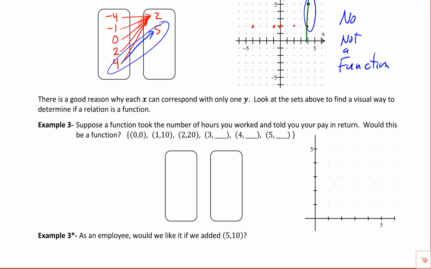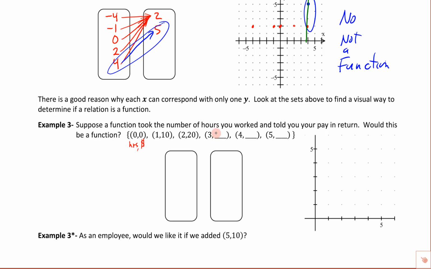Would this be a function? So let's run through here. We've got a set of ordered pairs. Let's see if we can figure out what the pattern is here. So again, this is going to be the hours you work, and this is going to be the pay that you get. So if you work 0 hours, then you get $0. If you work 1 hour, you get $10. If you work 2 hours, you get $20.